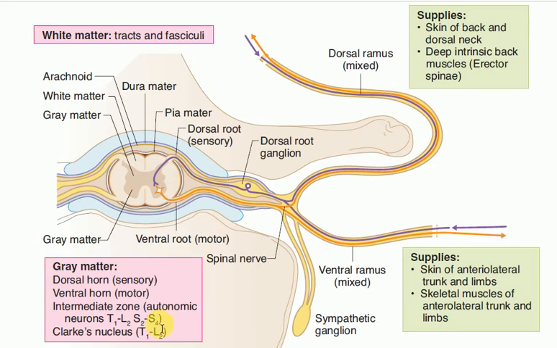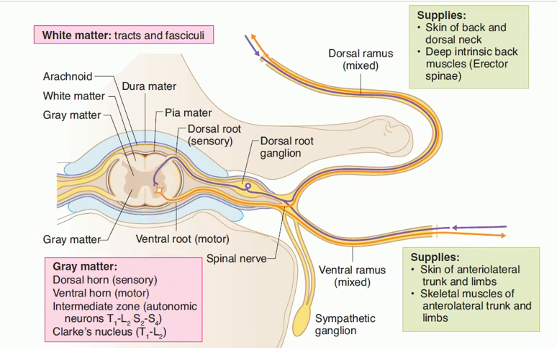The motor fibers are the preganglionic autonomic neurons, which are sympathetic neurons. They are present at the T1 to L2 levels and the S2, S3, and S4 levels. These are the parasympathetic neurons. The parasympathetic neurons, they emerge from the S2, 3, and 4 segments, and the sympathetic preganglionic autonomic neurons, they arise from the T1 to L2 levels.